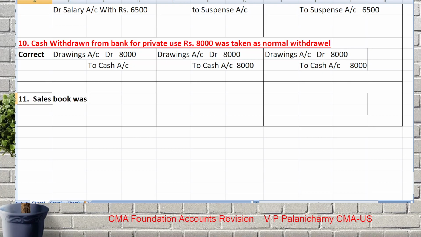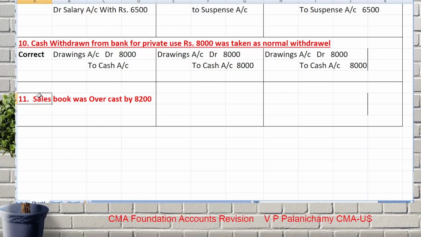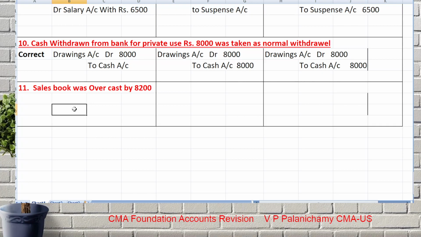Sales book was overcast by 8,200. Sales accountல extra 8,200 போட்டிருக்கோம். என்ன பண்ணுவீங்க? Sales will have which balance? Sales. Income, expense. Income என்ன balance இருக்கும்? Credit balance. Credit balanceல extra போட்டிருக்கோம். How to rectify this? Debit sales account.